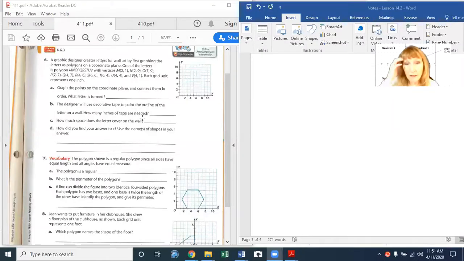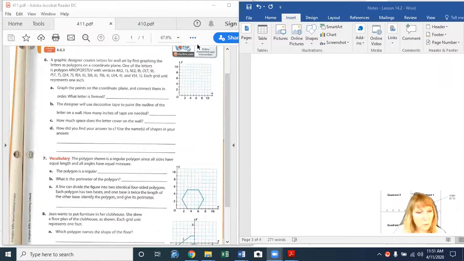So anyways, let's go share our screen. And here's page 410. I'll move myself down here. We are going to read these and do these together. So if you've got a pencil, get it out, work with me on these.